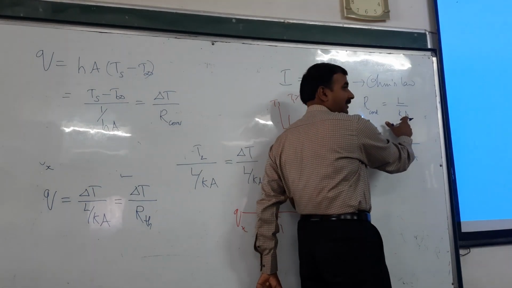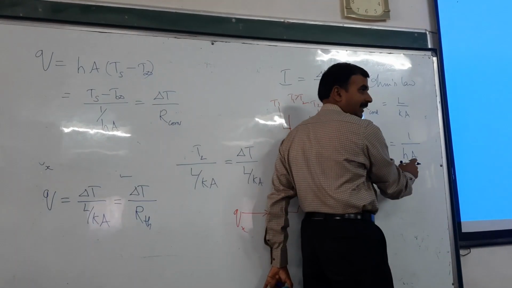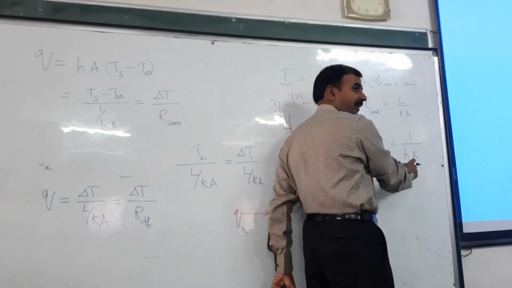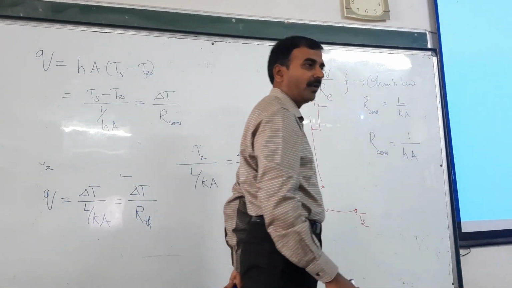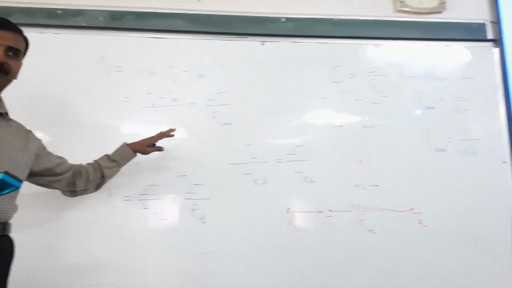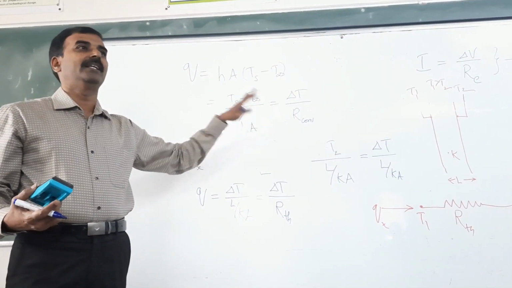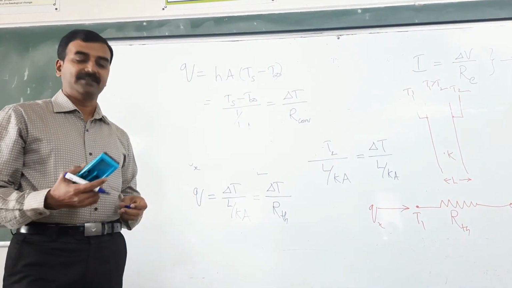Remember, A here is the area perpendicular to the direction of heat flow, whereas A here is the area of the surface over which the fluid is flowing. There is a difference in meaning. In some cases, both may be the same, depending on the configuration or geometry of the object, but their meanings are completely different.